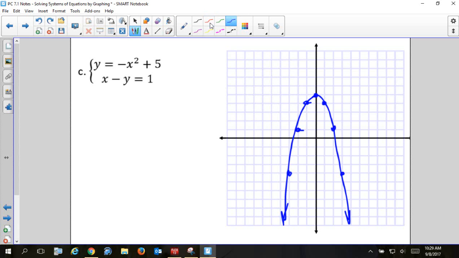Okay, the second one, graphing by x and y intercepts or put it into slope-intercept form. I'm just going to do x and y intercepts because it looks easy. My x-intercept would be 1, and my y-intercept would be -1, and my slope would be 1.